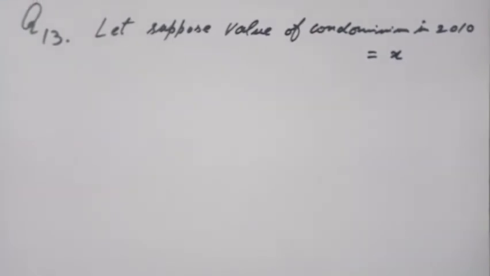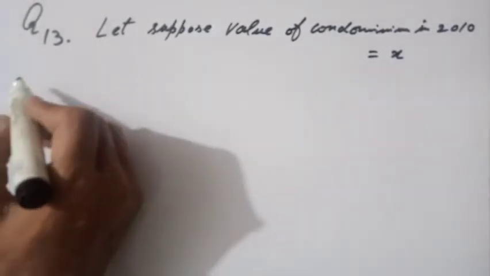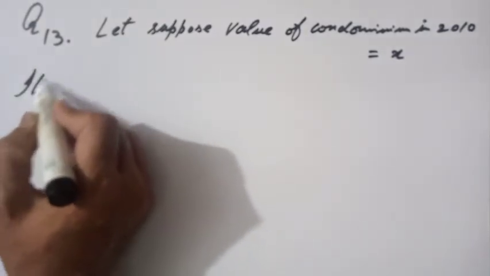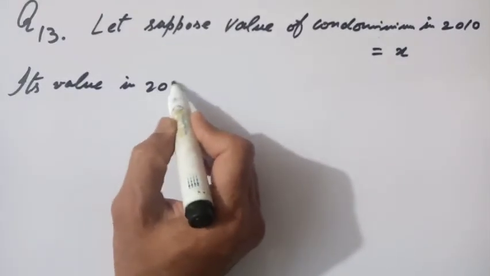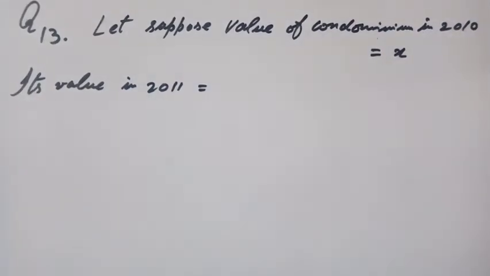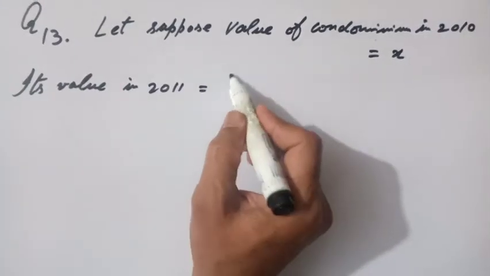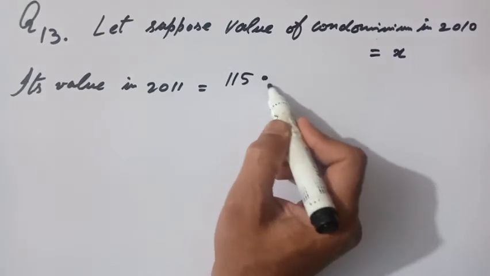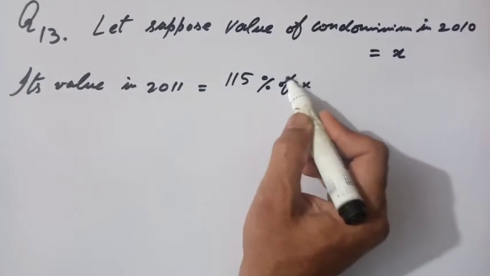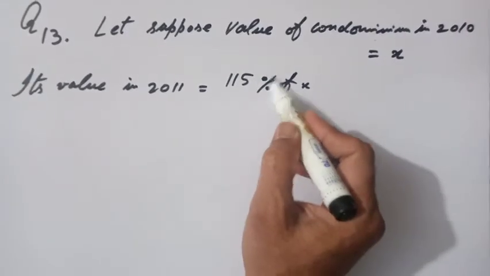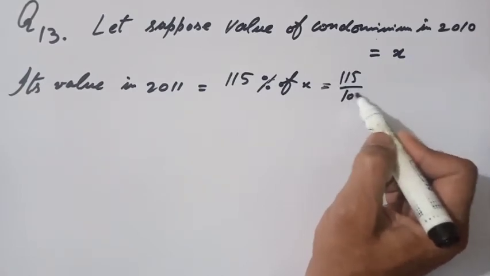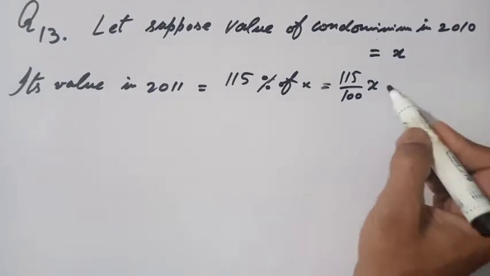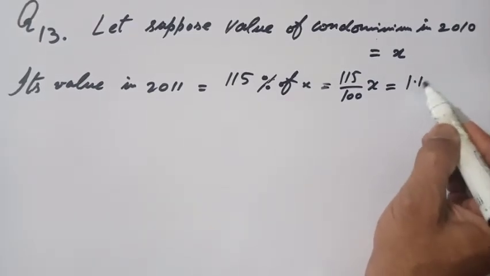Then its value in 2011 would be 15% increased. So may I say 115% of x? Yes, 115% of x we may say. So 115% would be 115 by 100 x, which would be equal to 1.15x.